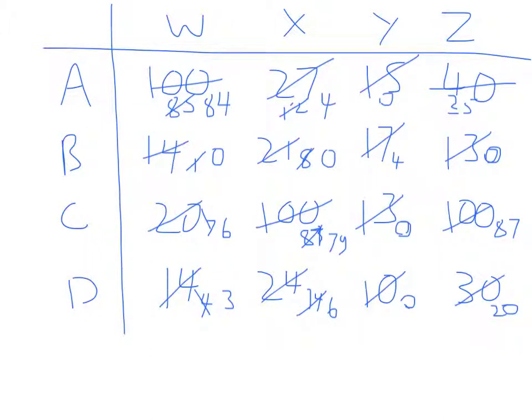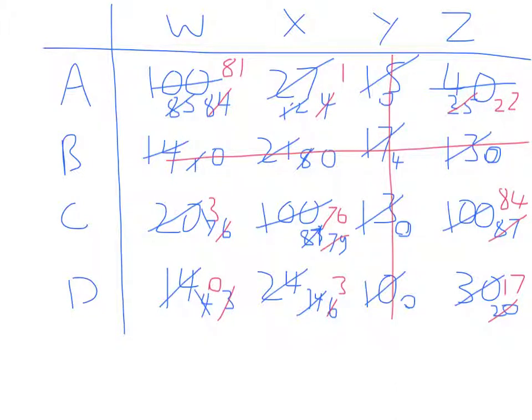Now we try and cross the zeros with as few lines as possible, and I can see I can do that with 2 lines here and here. Now we reduce the numbers which aren't covered. The smallest of those numbers is the 3, this 3 here, so we reduce the numbers by 3, and add 3 to the number which is covered twice, only one of those in this case.